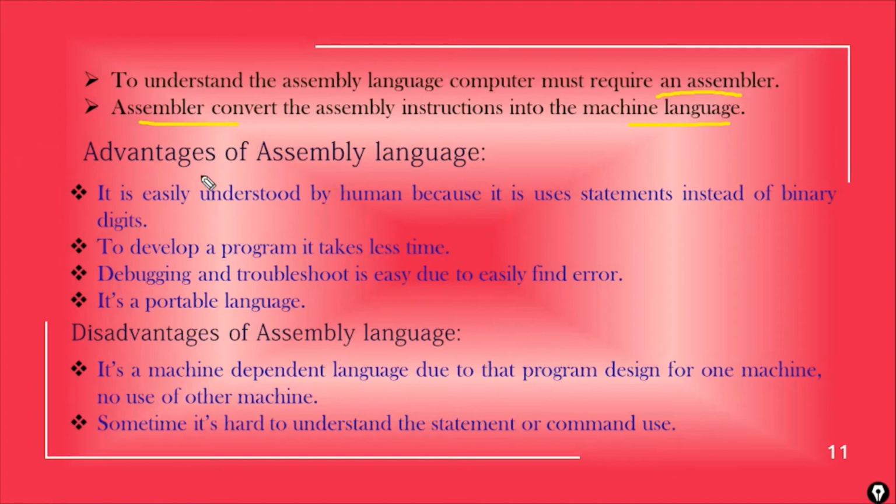So what is the meaning of that? By using the assembler, we can convert the assembly level language commands into the computer understandable language, that is the machine level language. And it has advantages. What are these? It is easily understandable by humans because it uses statements instead of binary digits. Compared to the machine level language, it is easily understood.